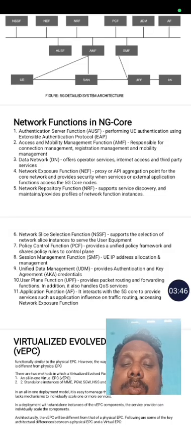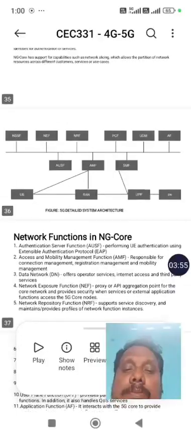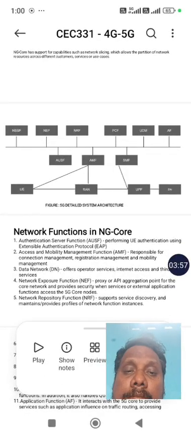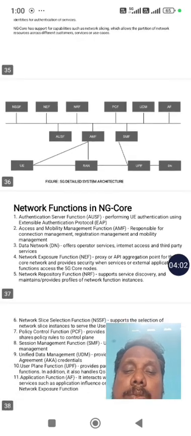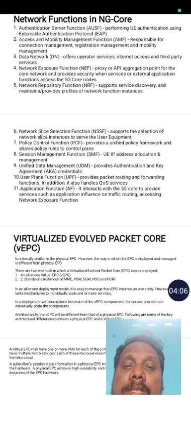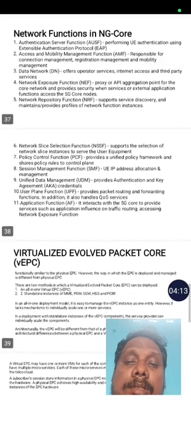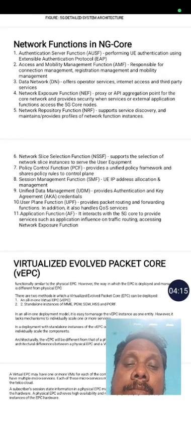Then UDM, that is Unified Data Management. It provides authentication and key agreement credentials. User plane function, UPF, the last row. UPF, user plane function, provides packet routing and forwarding functions. In addition, it also handles QoS, that is quality of service.